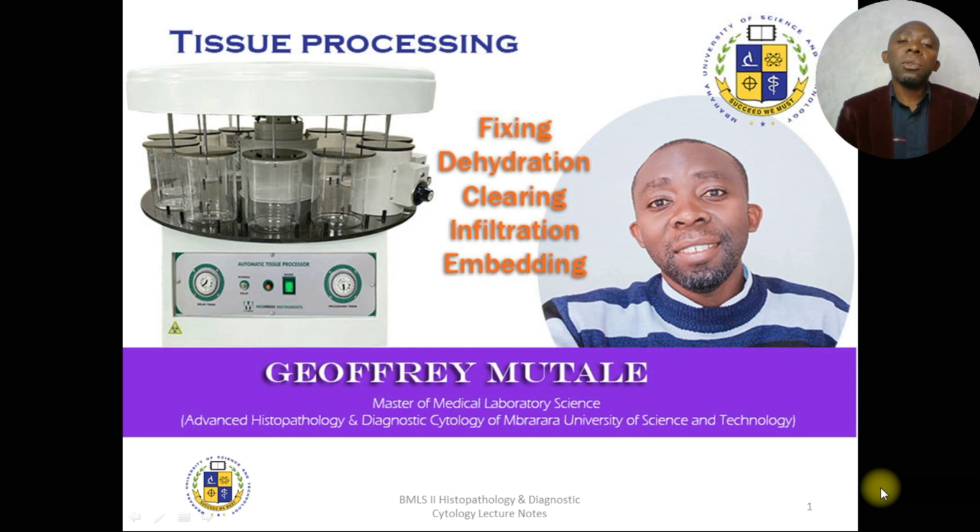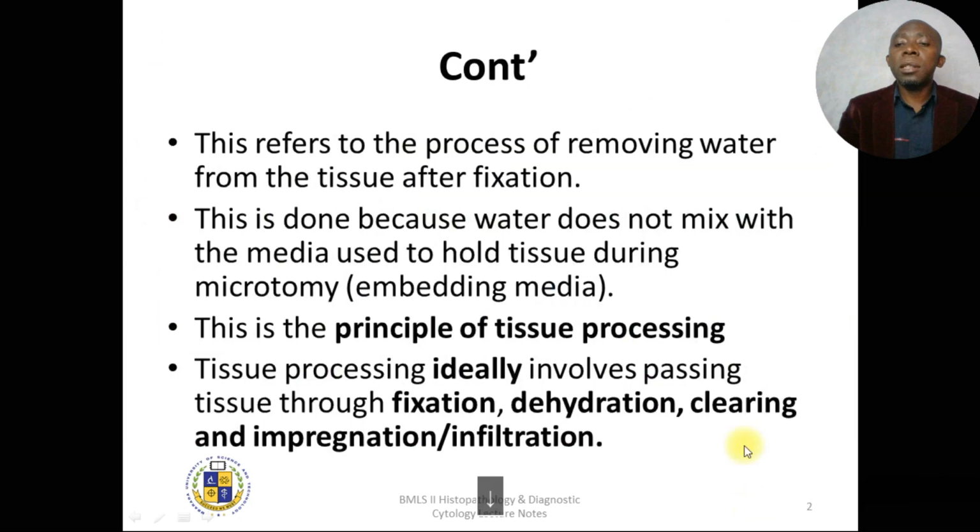And then we talk about the last procedure that we shall discuss here, and this is what we call the embedding process. In embedding we are going to look at putting the infiltrated tissue or biopsy into the mold and adding excess molten wax so that it solidifies and makes what we call a tissue block. So those are the processes we are going to be looking at in today's presentation. So let's start straight away.